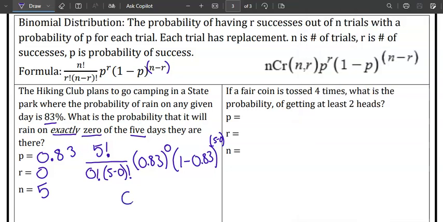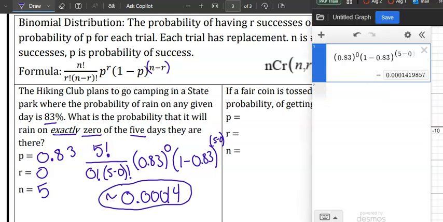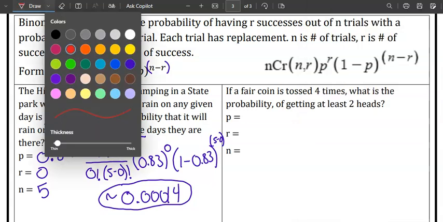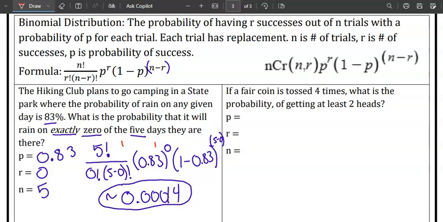We have 0.00014 approximately. If you were to write it as a fraction, we would simplify these. The 5 factorials cancel. This is 1. And then we have 1 minus 0.83 to the 5th power.